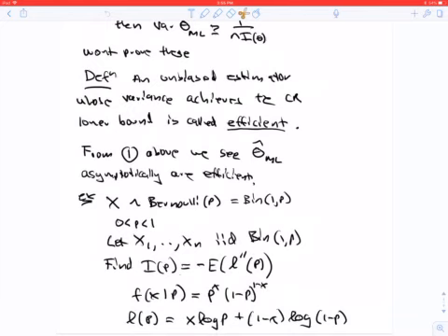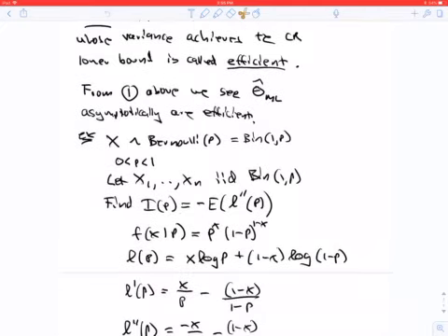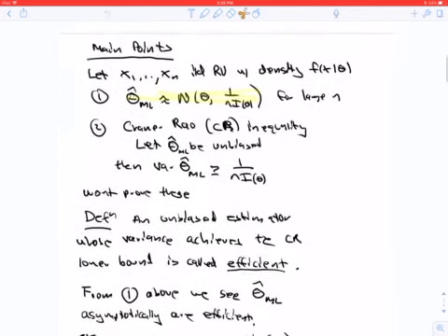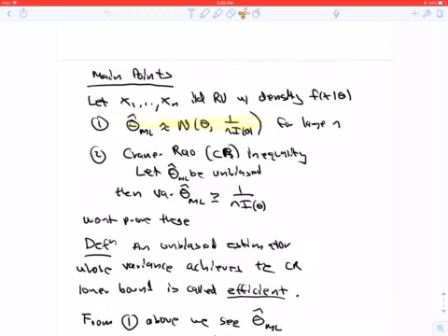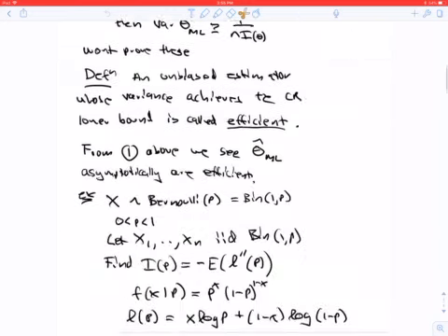Definition: an unbiased estimator whose variance achieves the Cramer-Rao lower bound is called efficient. So from the above, we see that the MLE estimators are asymptotically efficient, because we see here that asymptotically the variance is the Cramer-Rao lower bound.